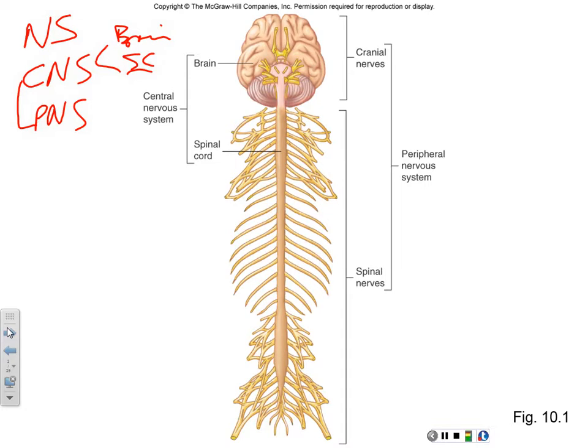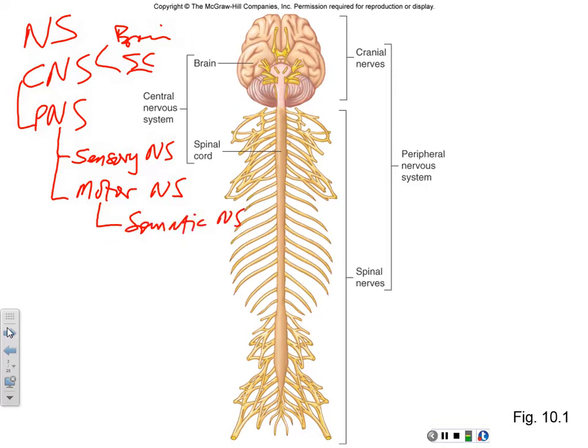This peripheral nervous system is split into the sensory nervous system, which carries the senses to the central nervous system, and the motor nervous system, which carries information to the periphery and instructs the glands and the muscles to do work. The motor is split into the somatic nervous system. Remember when we talked about muscles, we said muscles in utero arise from structures called somites. Hence, the somatic nervous system controls skeletal muscles.